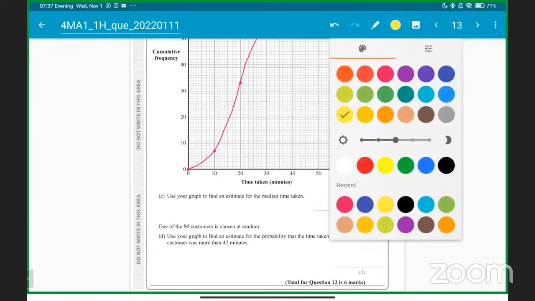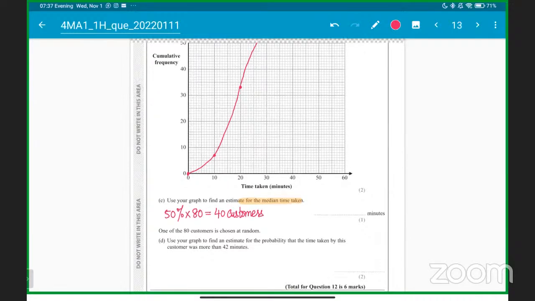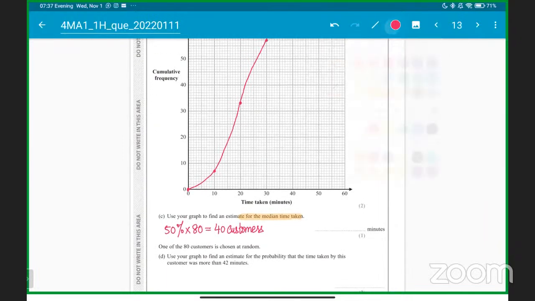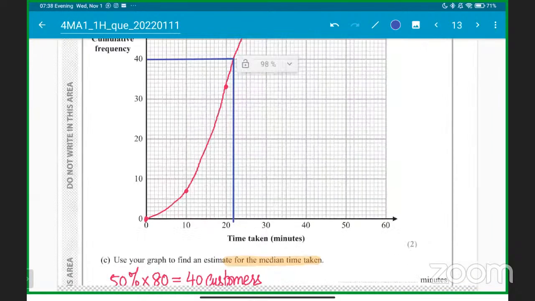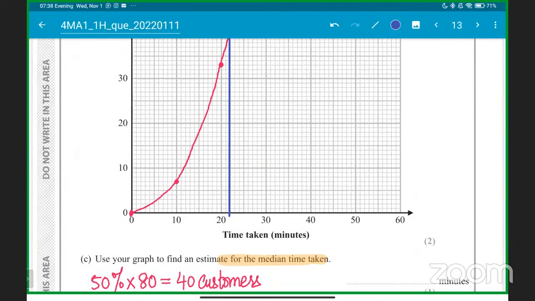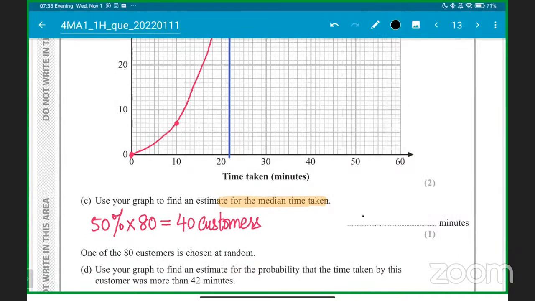So now we have to use the graph to estimate the median time. So make sure you understand median is 50% of the data. So we have a total of 80 customers. So we have to go to the 40th customer to get the median. Okay, so 40 customers will tell us the median time taken, the middle time taken, not the average time, the median time. So I'm having 40 customers here, and my median time is coming to something like 22 minutes, which according to the examiner is also in the correct range. So I'm getting it as 22 minutes.